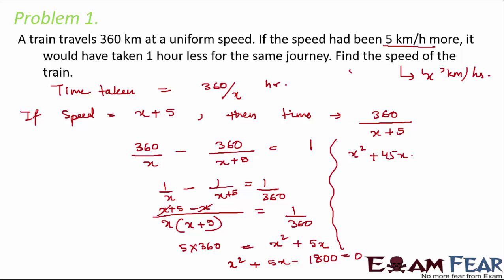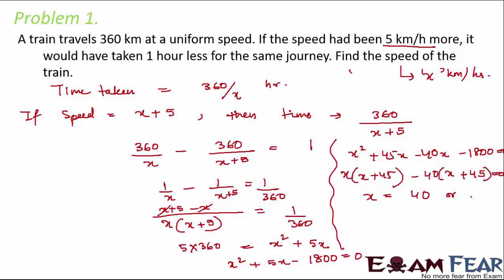plus 45x minus 40x. So here the product is 1800 and the sum or the difference, whatever you call it, is 5. So this minus 1800 is equal to 0. So this would be equal to x into x plus 45 minus 40 into x plus 45 is equal to 0. So we see that x is equal to plus 40 or x is equal to minus 45. But we know that speed, what is x? X is the speed of the train. Now speed cannot be negative and therefore speed of the train is 40 kilometers per hour.